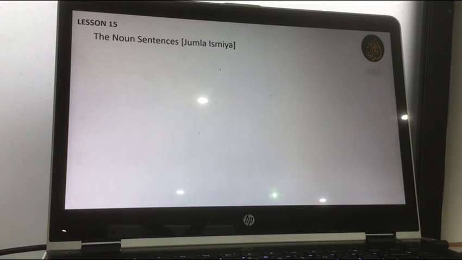Also remember one thing, the difference between noun sentence and verb sentence, most of the time and in general, is that a noun sentence means something that is permanent. And the jumla fi'liya, the verb sentence, means something temporary. I'll give you an example, then you'll understand. If I say, I ate a banana this morning, okay? Am I eating it now? It's gone, it's past, but it happened in the morning. Am I going to eat it again? We don't know that, okay?